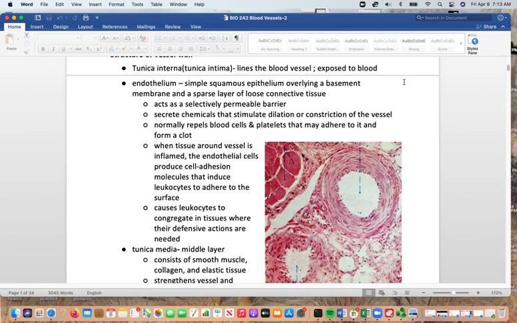So when the tissue around the vessel gets inflamed, the endothelial cells will produce a cell adhesion molecule that will cause the leukocytes to start to stick to the surface. At that point, it's like it shuts the Teflon layer off and things can start to stick. This will allow them to congregate in the tissues where they are needed for their protection.